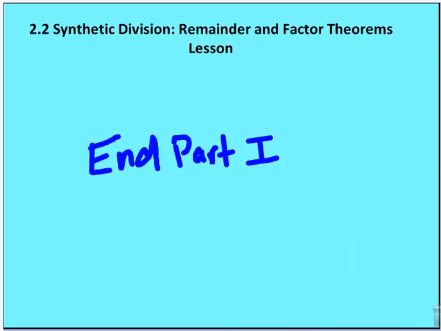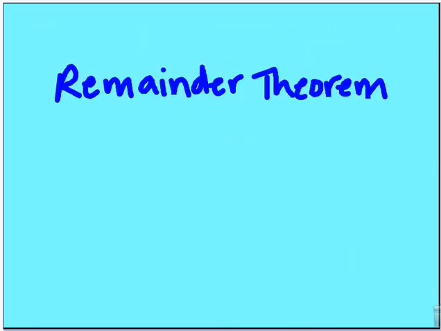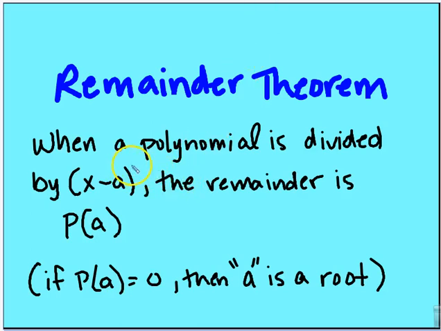All right, so now we're going to talk about our remainder theorem. The remainder theorem says when a polynomial is divided by x minus a, the remainder is p of a, which means that value that we substitute in for a here into the polynomial. That will end up being our remainder, and I'm going to ask you to place that over the divisor as the remainder. If p of a is equal to 0, then a is a root and there is no remainder.